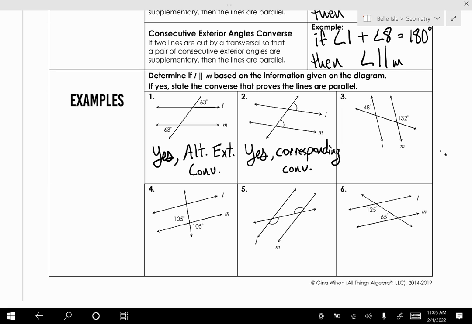Who said no? Okay, number 3. Owen, since you're raising your hand, number 3. Guys, you need to bring it down a notch. Number 3, I believe, is yes. Why? What's your proof? Because 48 and 132 equal 180. Less specific. Give me the proof. What's the converse?